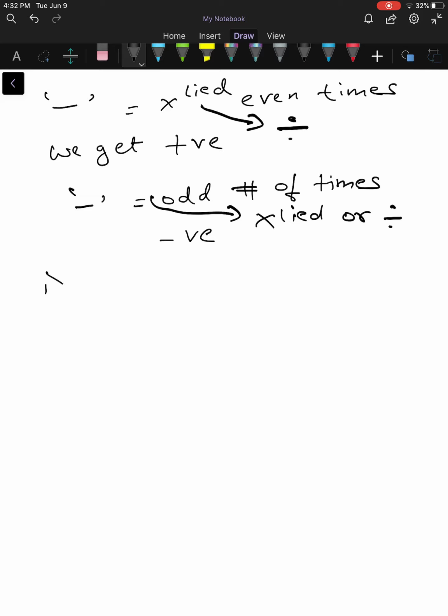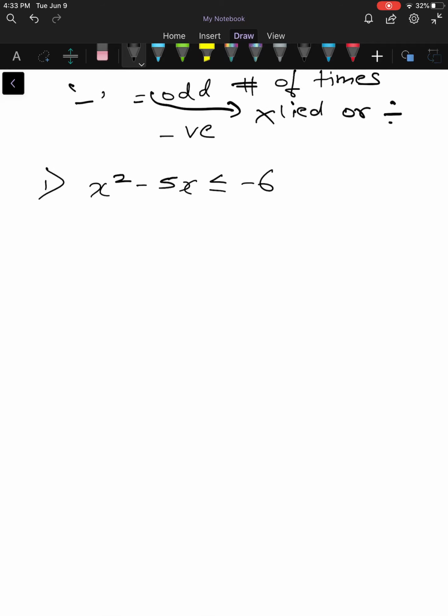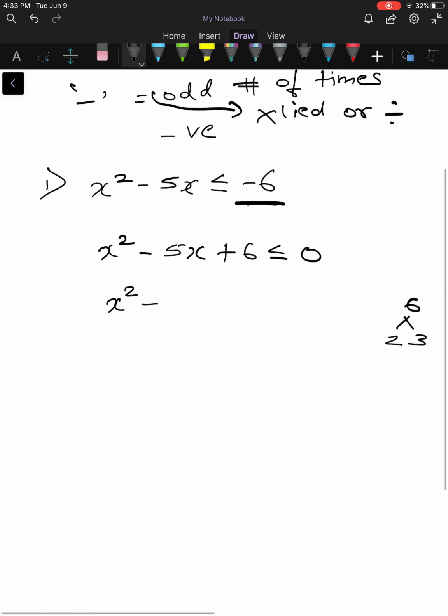Say for example, I have x square minus 5x less than or equal to negative 6. So I will add 6 on both sides to eliminate my RHS. I'll be getting x square minus 5x plus 6 less than or equal to 0. Now I can factorize the LHS. So that would be x square plus 6, nothing but 2 and 3, where upon adding them we will get 5, but we should get negative 5. So I will get x square minus 2x minus 3x plus 6 less than or equal to 0.